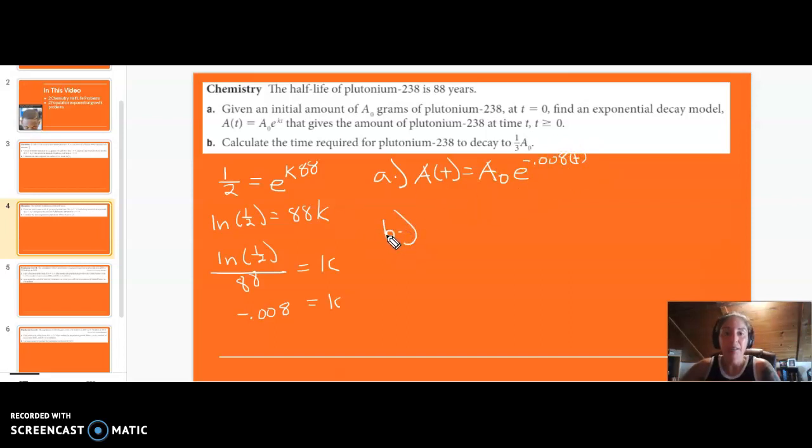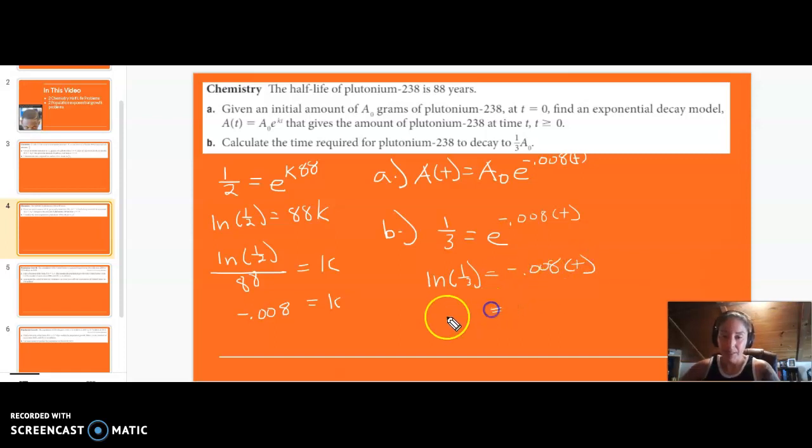Now for B, calculate the time required for plutonium-238 to decay to 1/3. So similarly to what we did in A, if we want the remaining amount to be 1/3 of whatever we started with, we can just ignore the A naughts because it doesn't matter how much we start with. We only care that there's a third left when we're done. So the A naughts would cancel out again. So ln both sides. Anytime you have something with e, always think that this is going to be an ln problem.